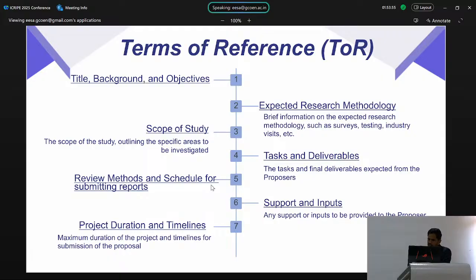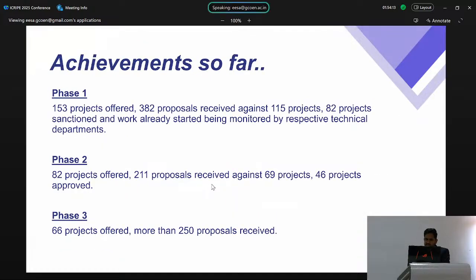This is what the student, or through their college representative, has to submit to BIS, so that this terms of reference will be accepted by BIS, and whatever support, including financial support, is required will be provided by BIS. Currently, in phase 1, we received 153 projects that were offered, 382 proposals received against 5 projects. 82 projects were sanctioned, and work started, being monitored by the respective technical departments. So whenever a student submits such a proposal and it is accepted, apart from their guide, their project work is also monitored by the BIS standard making department.